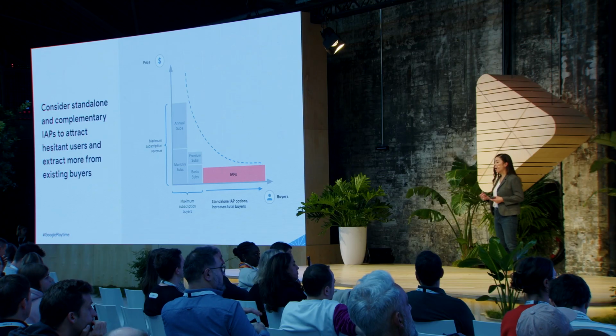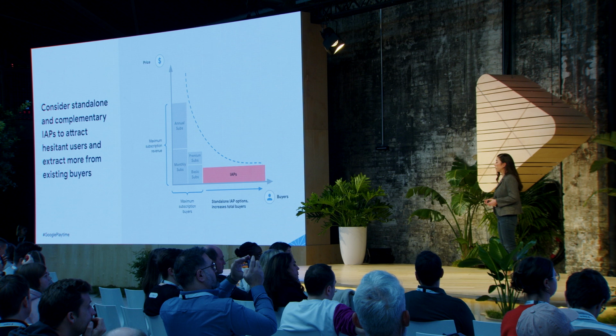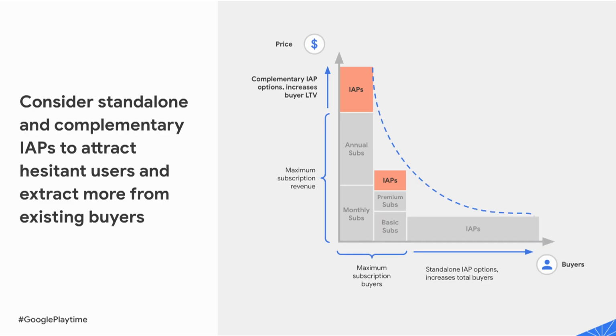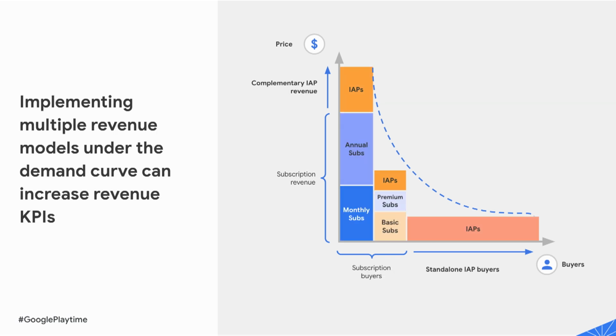How about we try to draw in hesitant buyers by implementing standalone IAPs, and then add complementary IAPs, which can extract more spend from existing buyers. Incorporating multiple revenue models allows you the opportunity to fully fill in the area under the demand curve.